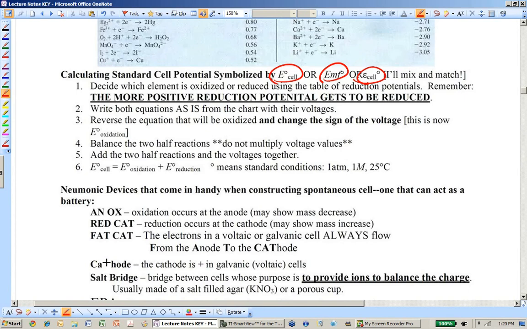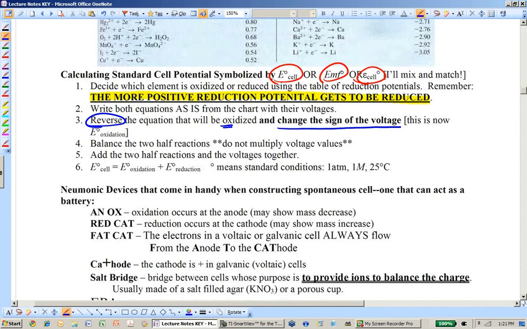The first thing we need to do is decide which element is oxidized or reduced using the table of reduction potentials, and the more positive reduction potential gets to be reduced. Then we will write both equations as is. In other words, don't get creative. Just pick them up off of the chart with their voltages. Then we will reverse the equation that's going to be oxidized and change the sign of the voltage.